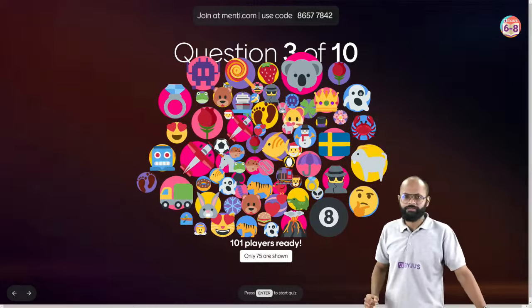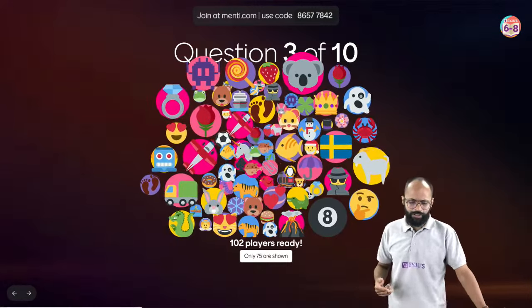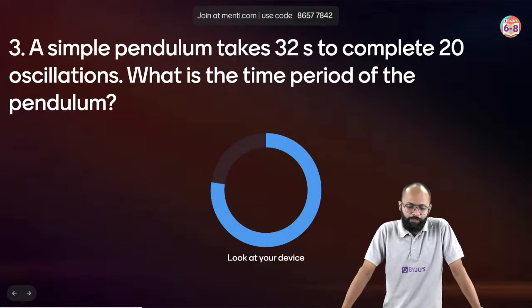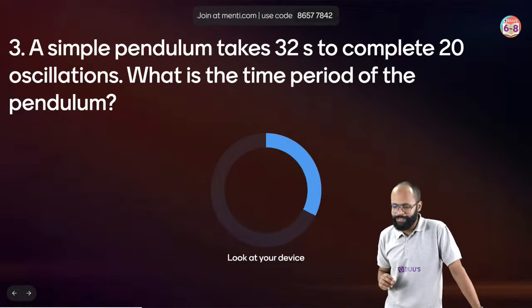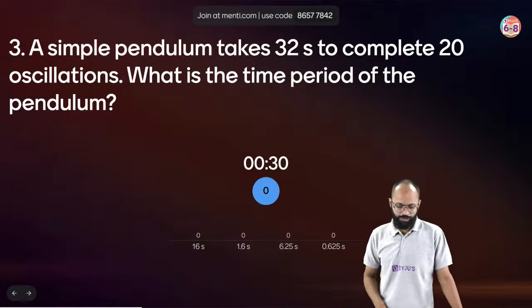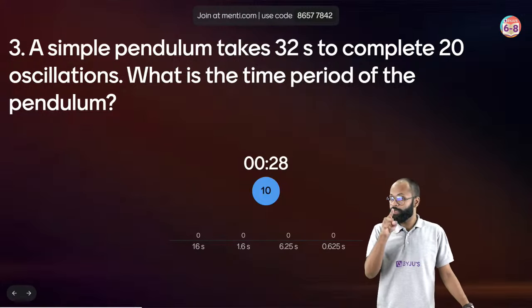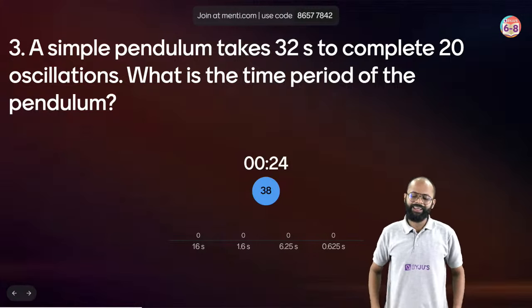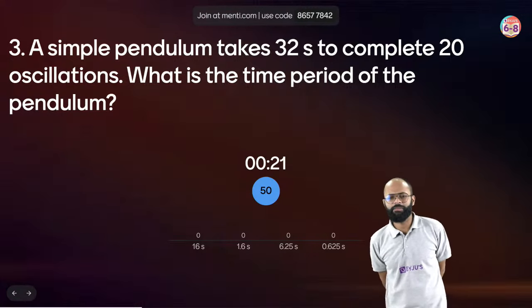अरे रिद्धि, इट्स ओके, मेंटी इज गोइंग ऑन, यू वॉच द सेशन लेटर, कोई बात नहीं. चलो, क्वेश्चन नंबर 3 ऑन योर स्क्रीन. थर्ड क्वेश्चन सेज, अ सिंपल पेंडुलम टेक्स 32 सेकंड्स टू कंप्लीट 20 ऑसिलेशंस. व्हाट इज द टाइम पीरियड ऑफ द पेंडुलम? इट्स नॉट एक्चुअली अ फिजिक्स क्वेश्चन, इट्स अ मैथ क्वेश्चन.